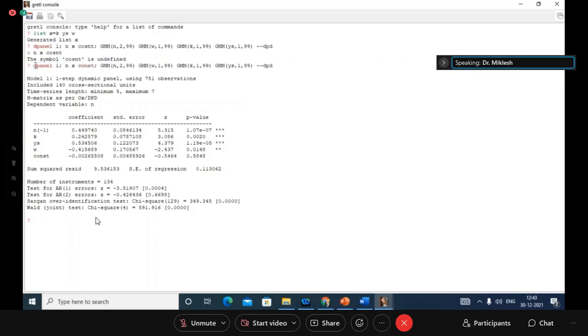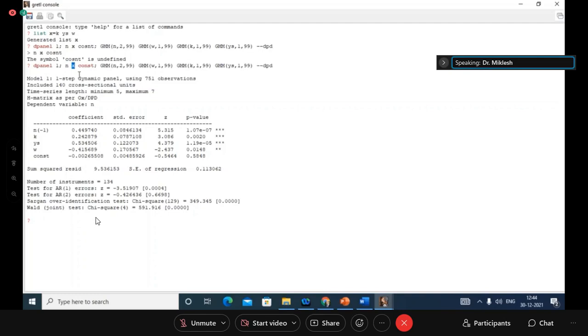Okay, dpanel 1. What is the meaning of this command? dpanel 1 says create the lag of the dependent variable of last year. dpanel 1 means the lag 1 of dependent variable. That is the meaning of dpanel 1. Semicolon. After that, the dependent variable, which is N. After that, your dependent variable is written, and then the independent variables.